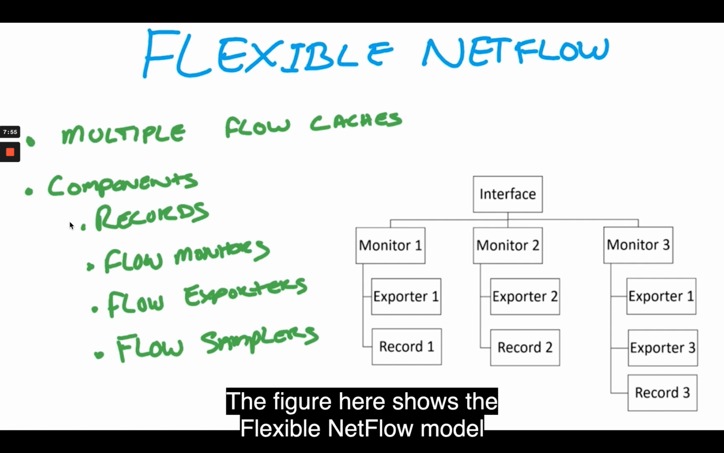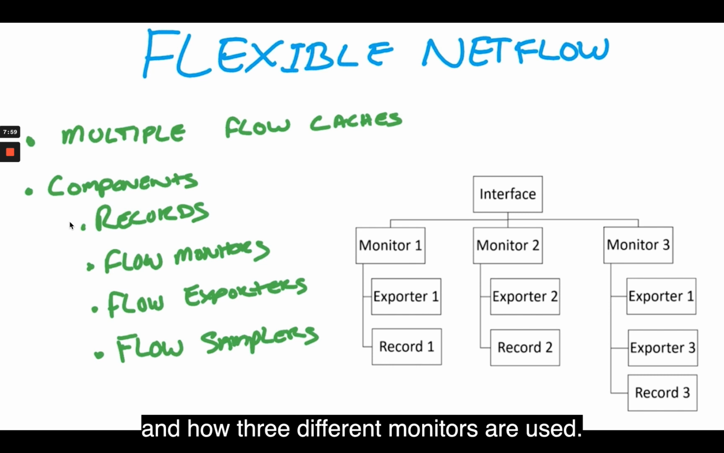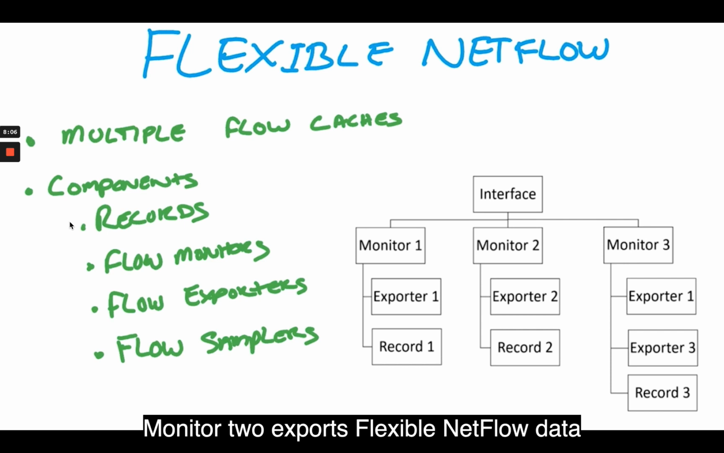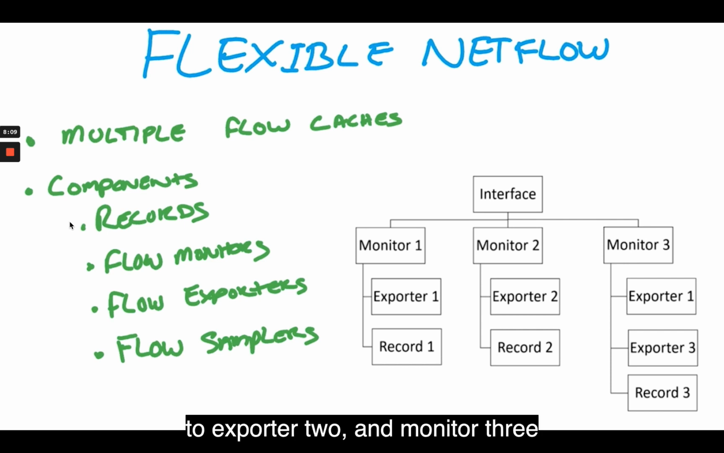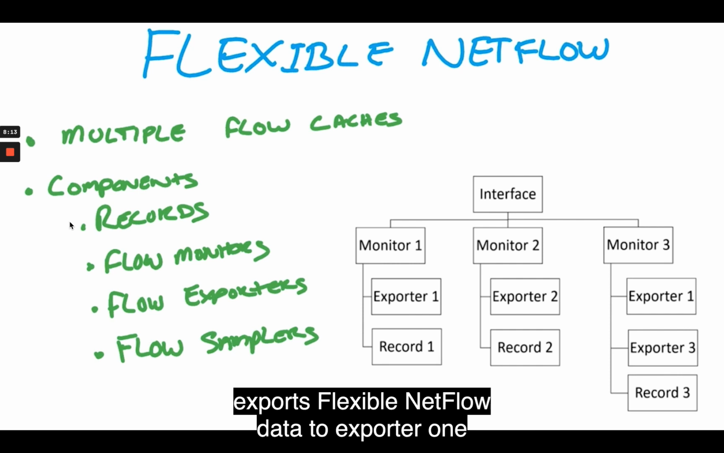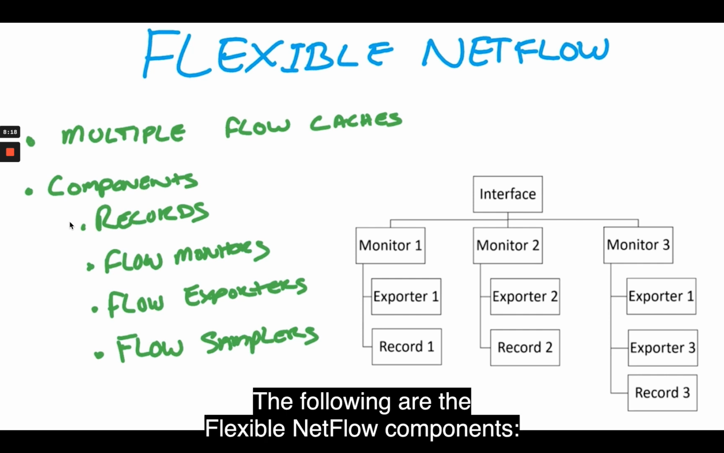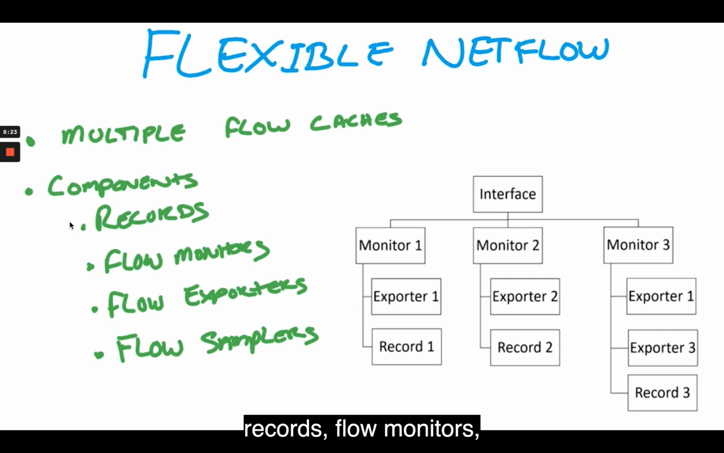The figure here shows the Flexible NetFlow model and how three different monitors are used. Monitor 1 exports Flexible NetFlow data to Exporter 1. Monitor 2 exports Flexible NetFlow data to Exporter 2. And Monitor 3 exports Flexible NetFlow data to Exporter 1 and Exporter 3. The following are the Flexible NetFlow components: records, flow monitors, flow exporters, and flow samplers.